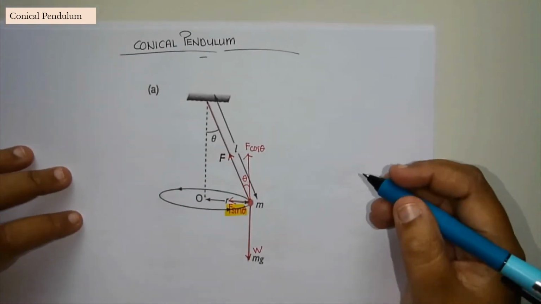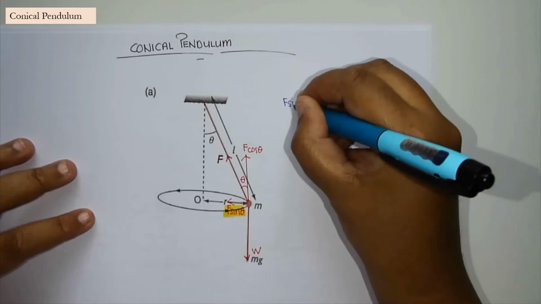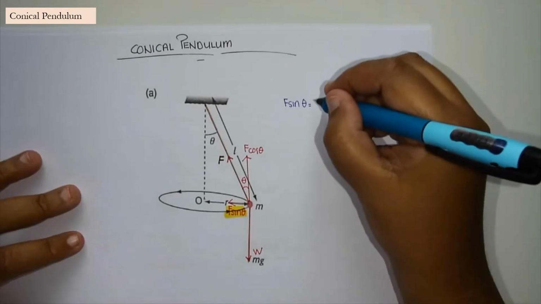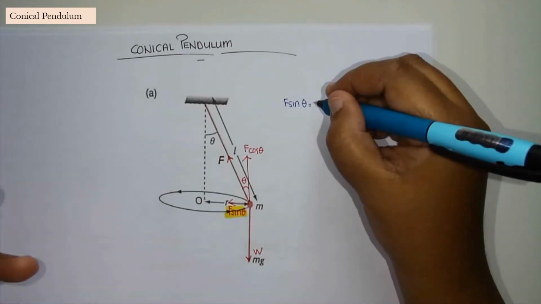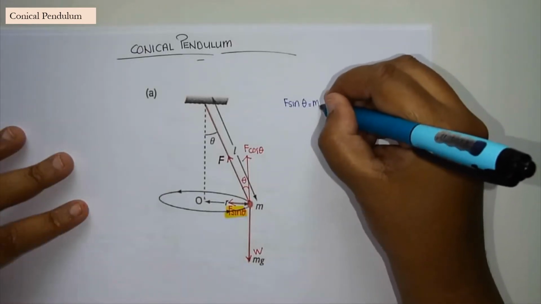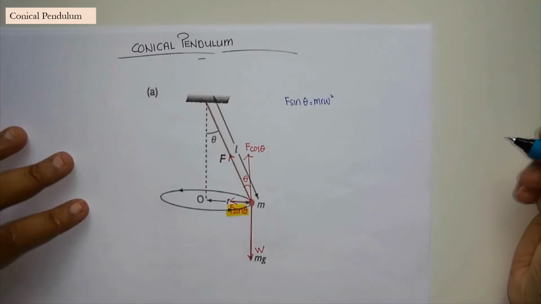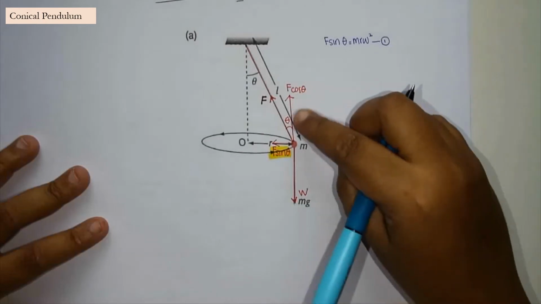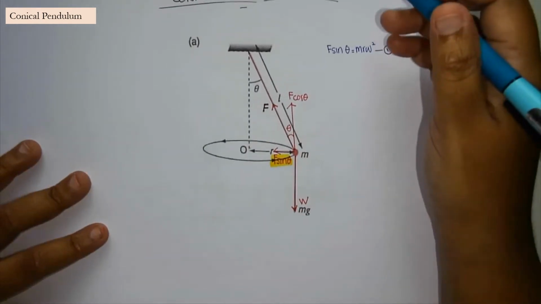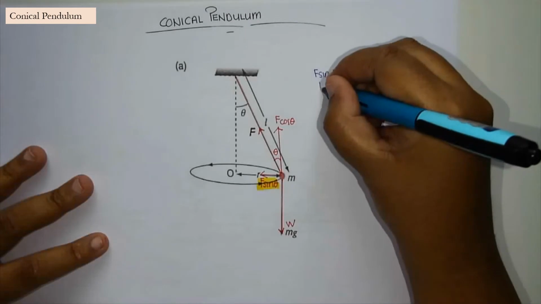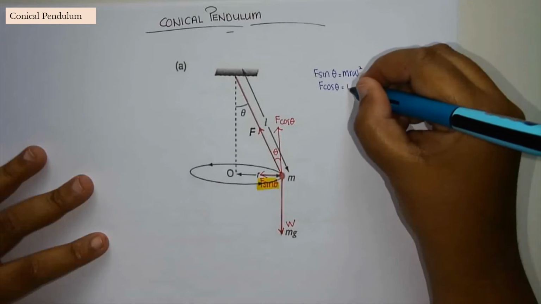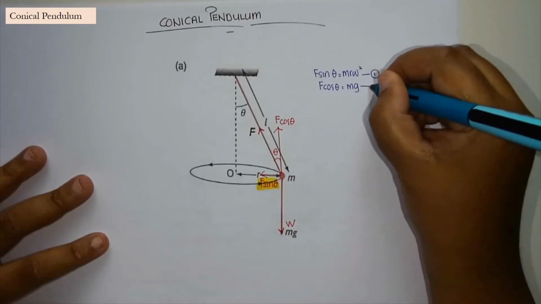So F sin theta is the centripetal force, which I can write however I want, class. I can put m r omega square, I can put m v square over r, I can put m v omega, but I'm going to follow the book, so I'm going to put m r omega square. That is equation number 1. And then F cos theta is equal to mg, equation number 2.